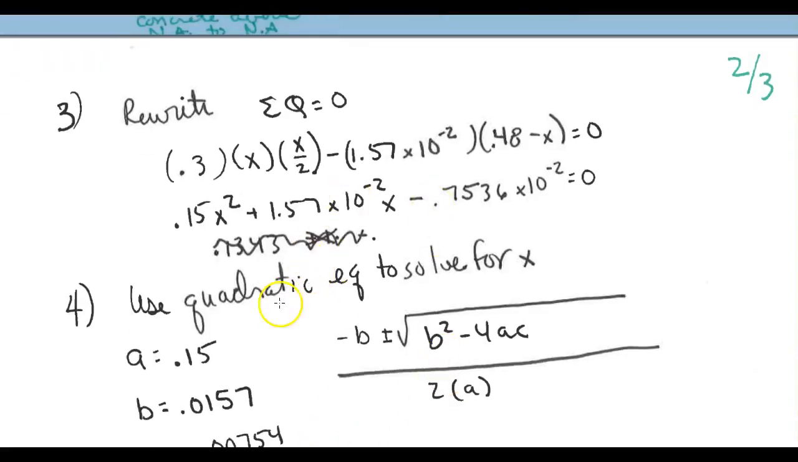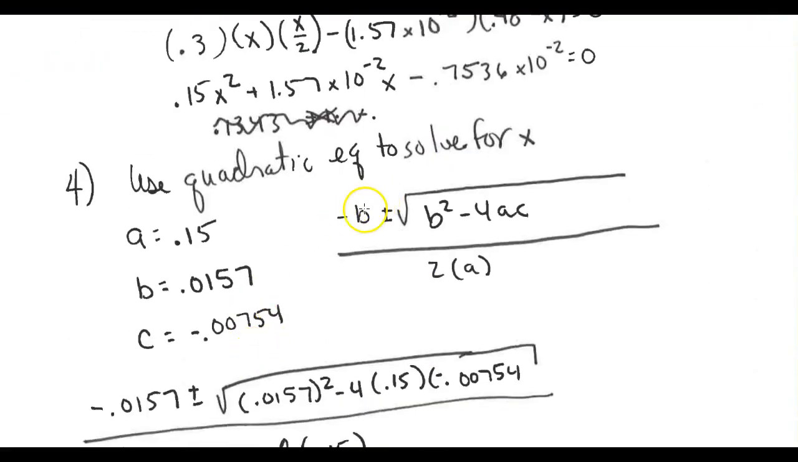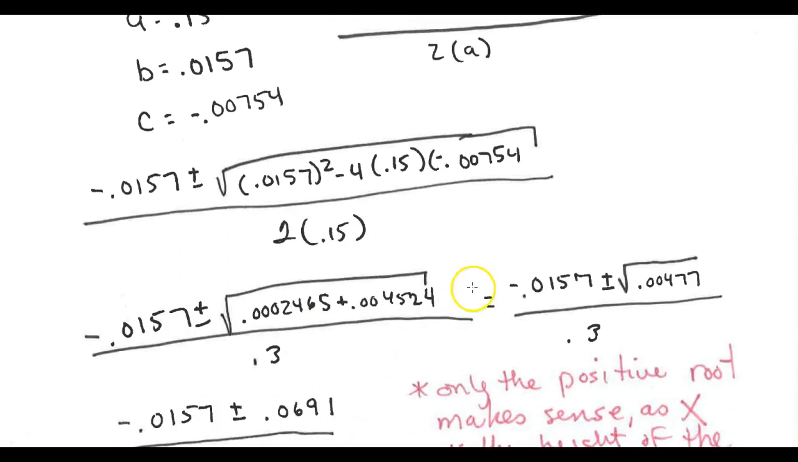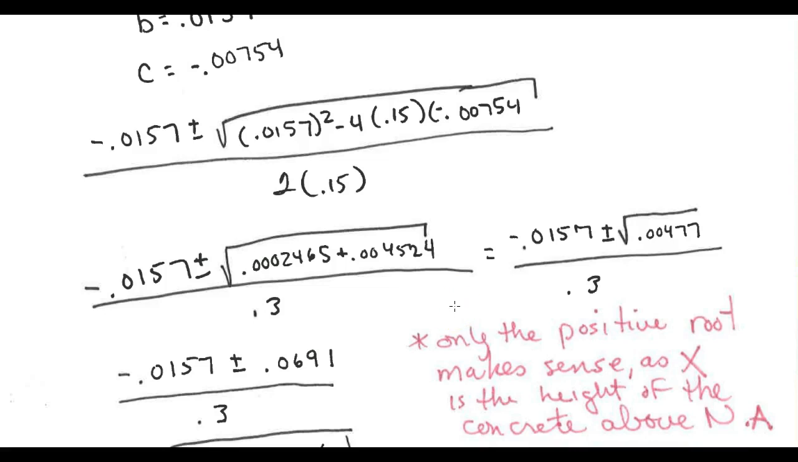Okay, so we simplify that, and then we use the quadratic equation to solve for x. We're looking for the roots of this equation. So a is the coefficient of x squared, b is the coefficient of x, and c is the constant term when this is set equal to 0. The quadratic equation says the roots occur at negative b plus or minus the square root of b squared minus 4ac, all over 2a. So I plug in those numbers, and I get basically 2 roots.